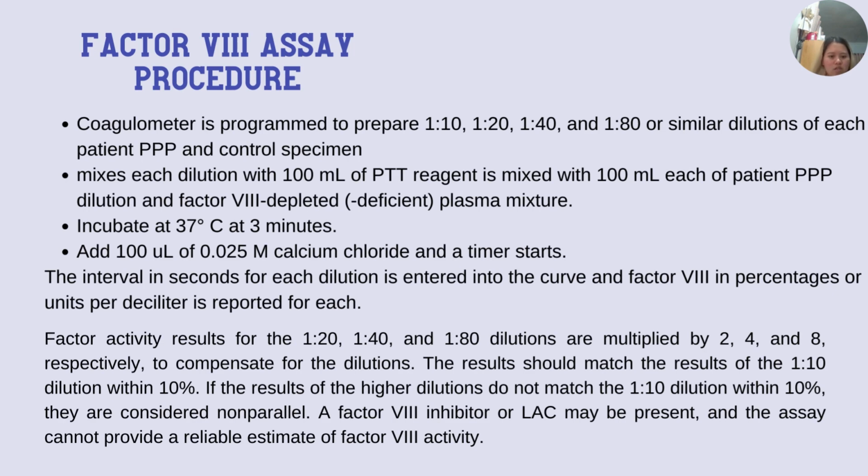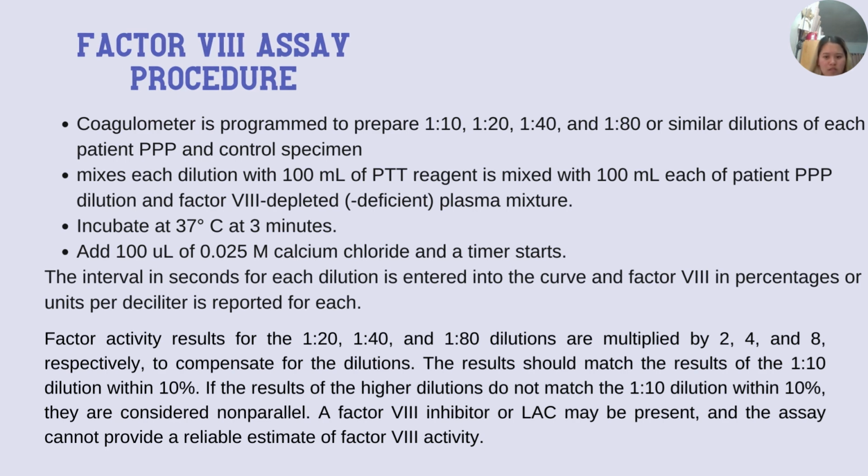For factor activity results, they are multiplied by 2, 4, and 8 respectively to compensate for the dilutions. So the result should match the results of the 1:10 dilution within 10%. But if the results of the higher dilutions do not match the 1:10 dilution within 10%, they are considered non-parallel. A factor 8 inhibitor or LAC may be present, and the assay cannot provide a reliable estimate of factor 8 activity.